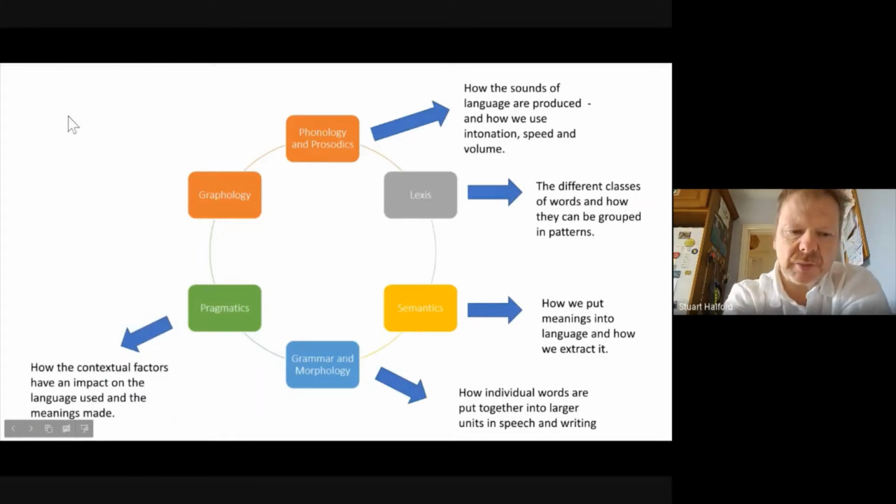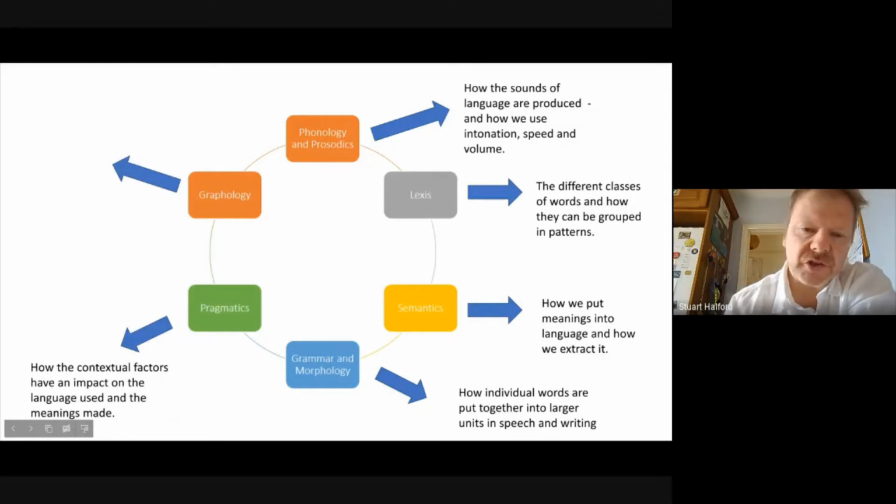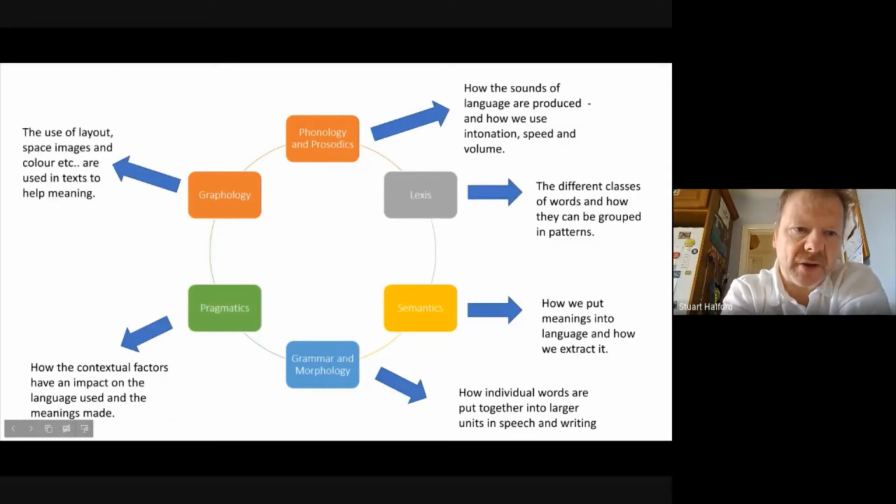Pragmatics is all about the contextual factors that might have an impact on the language that we use and what meanings we might make of that language. And finally, graphology then is the use of layout, space, images, colour, etc., and how these are used in text to help us understand the meanings of them. So this is the basic framework for how we investigate anything in English.